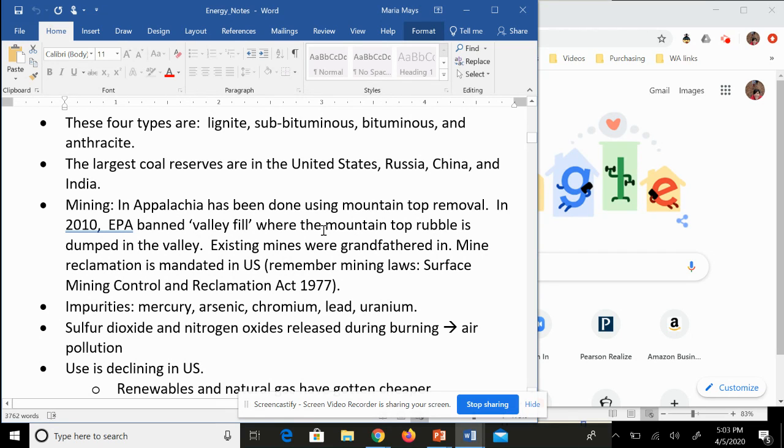The largest coal reserves are in the US, Russia, China, and India. So the US has a bunch. Canada has a bunch of coal in a slightly different form. Russia has a bunch, and so does China and India. You'll notice that these countries are also pretty large countries, so they have more space in order to find some of this. But it also depends on the geology and what kind of rocks are there.